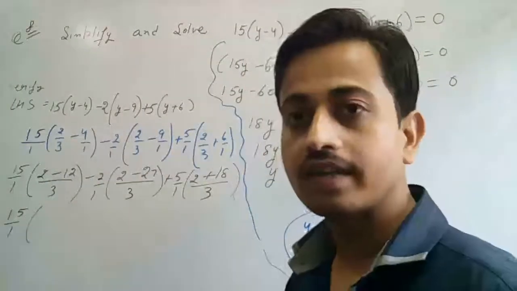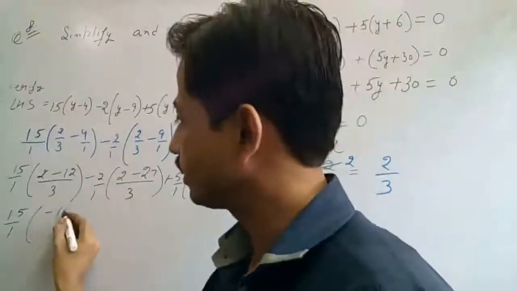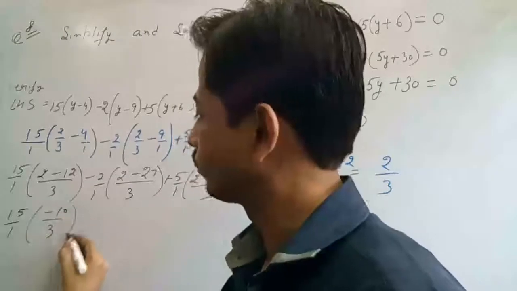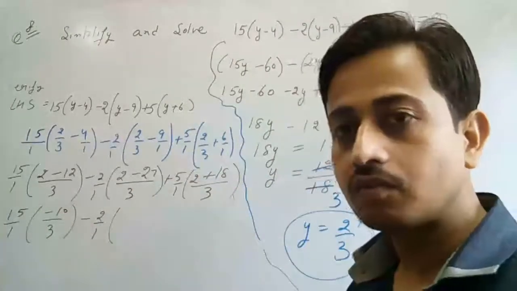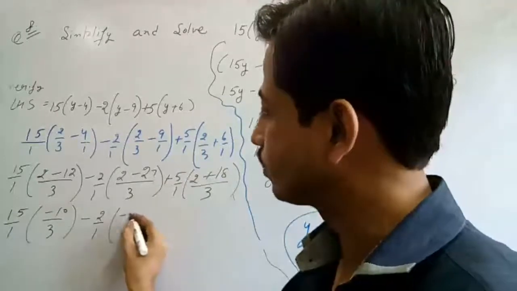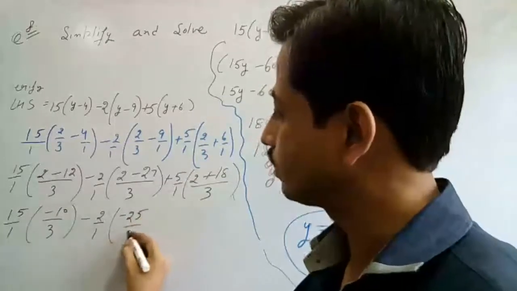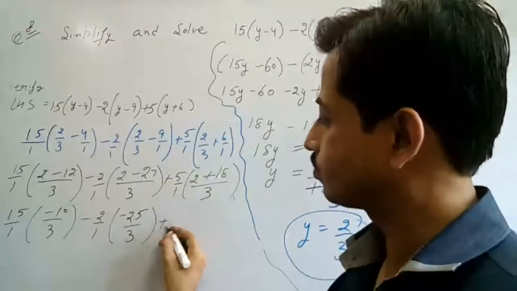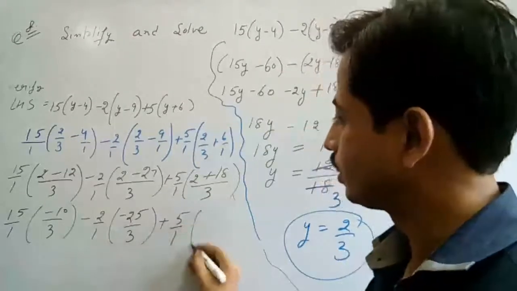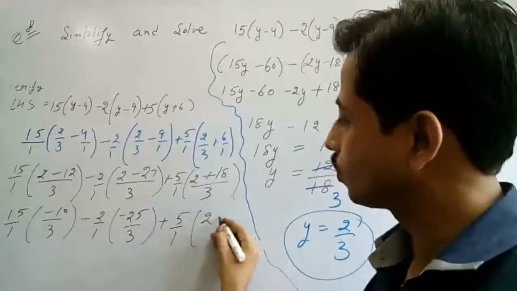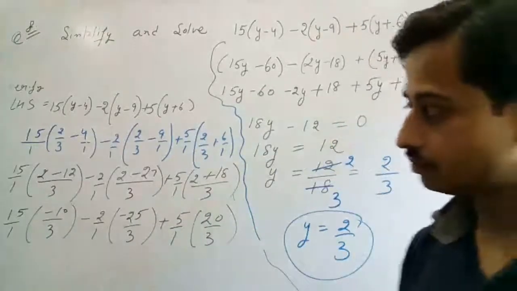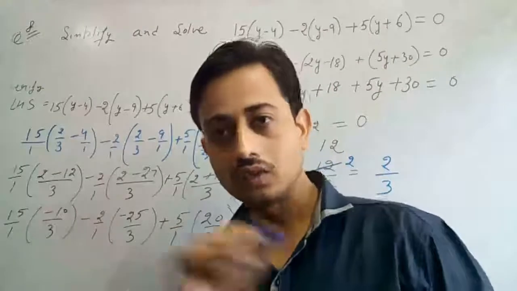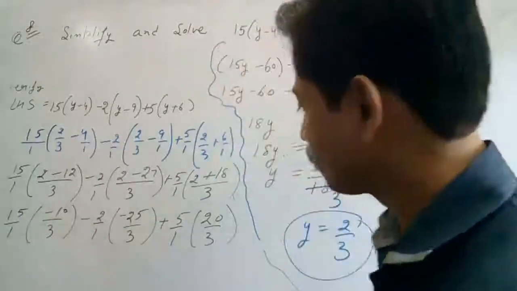Solve further. 15 divided by 1, 2 minus 12. We get minus 10. Minus 10 divided by 3. Minus 2 divided by 1, 2 minus 27. We get 25 negative. Negative 25 by 3. Plus 5 by 1, 18 plus 2, 20. 20 by 3. Now what you have to do? You have to cancel out using the table.